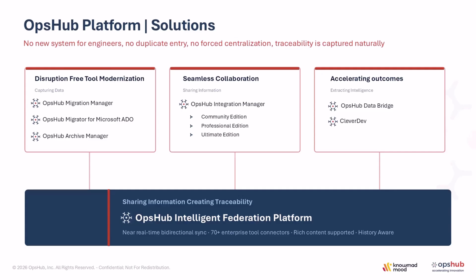Let me give you a quick overview of Observe, high level. At its core, it is Observe Intelligent Federation platform. Observe platform helps enterprises in three areas. The first is modernize your tool. You can migrate, modernize from legacy or homogeneous to the newer, modern tool, without any disruption, downtime, and risk.